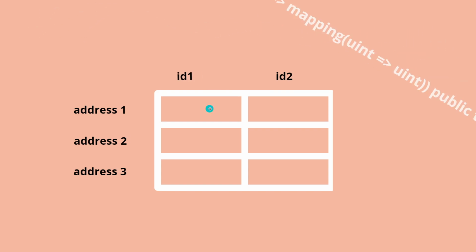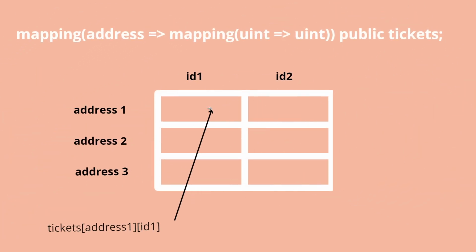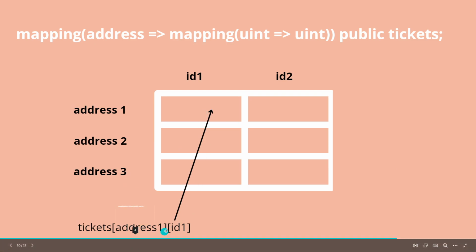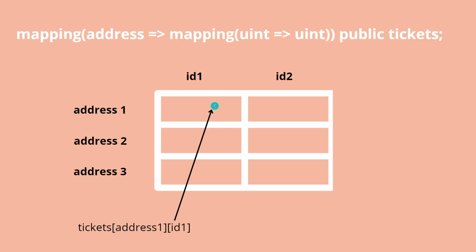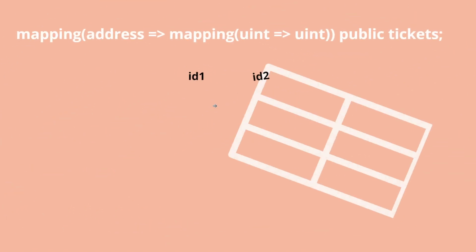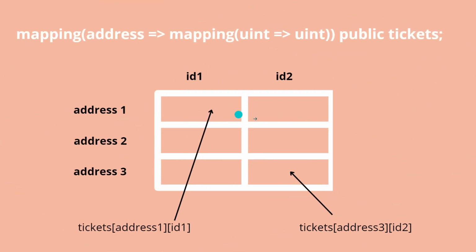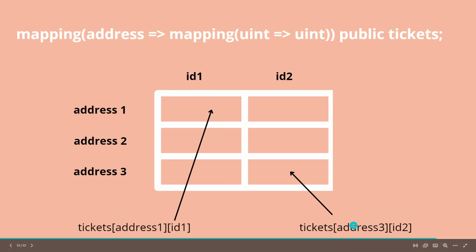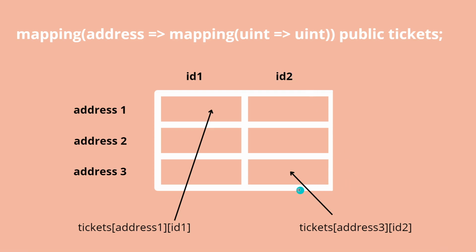So let's say address 1 is buying a ticket for ID 1. So tickets[address 1][ID 1]. So we will fill that information inside this particular box. And in the same way, let's say some address 3 wants to buy a ticket for ID 2. So for an event whose ID is 2, we will fill that information inside this particular mapping.